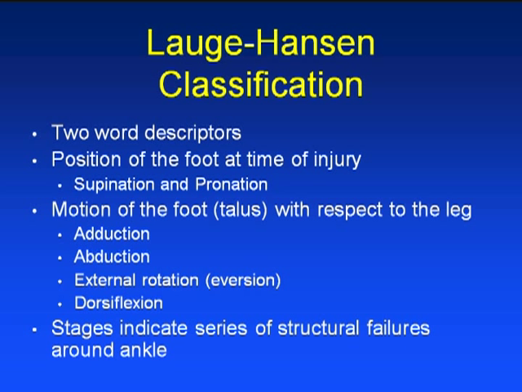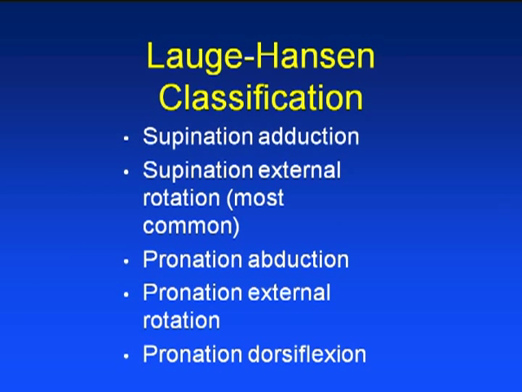Now the motion, the second motion, is adduction, going toward, abduction, going away, external rotation, and that's the talus rotating outward with respect to the ankle, or dorsiflexion. Now there are stages to each Lauge-Hansen classification, and that is kind of at the level of how badly have you broken given that you were in this position and turning this particular way. So what you end up with is 5 different nomenclatures that come up with supination adduction, supination external rotation, et cetera, et cetera. Right off the bat, you're going, wow, that's an awful lot of thinking.